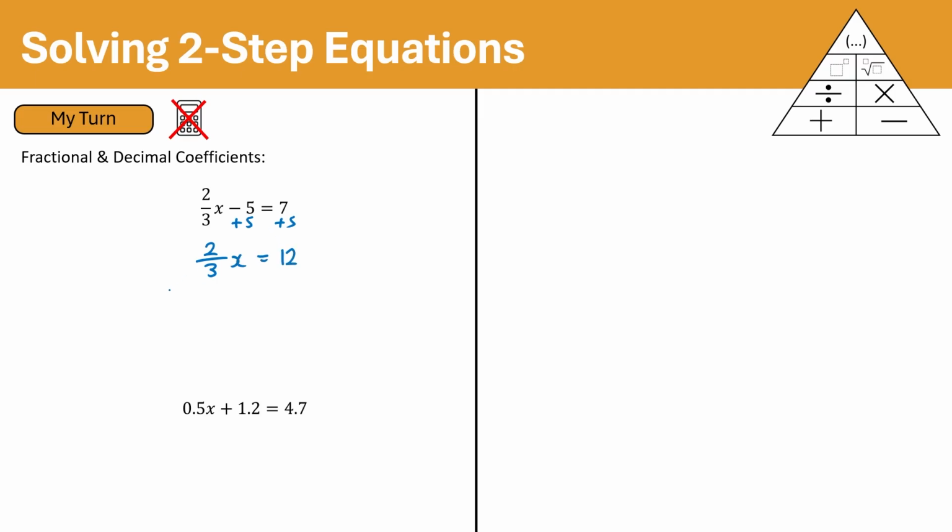I now want to undo multiplying by 2/3. So I would need to divide by 2/3 on both sides. And if you remember, dividing by a number is the same thing as multiplying by its reciprocal. So dividing by 2/3 is the same thing as multiplying by 3/2. And of course, I need to do that on both sides. If I did that on my left-hand side, I'd be left with x. And on my right-hand side, I need to do 12 multiplied by 3/2.